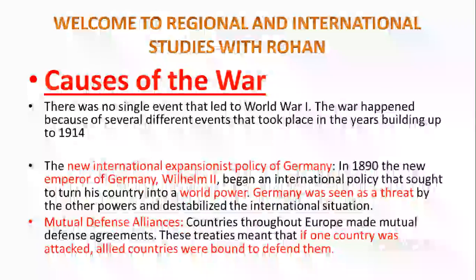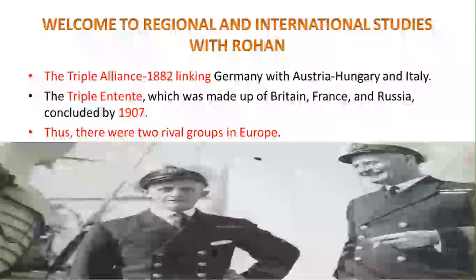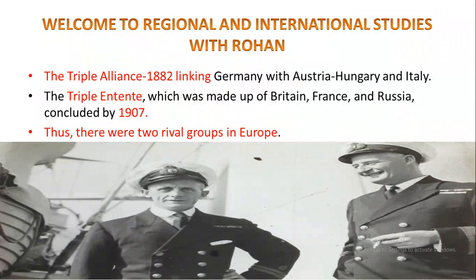Countries throughout Europe made mutual defense agreements. These treaties meant that if one country was attacked, allied countries were bound to defend them. So the alliances that were created: the Triple Alliance of 1882 linked Germany with Austria-Hungary and Italy, that was one group, and the Triple Entente, made up of Britain, France and Russia, concluded by 1907, that was the second group. So there were two rival groups in Europe.